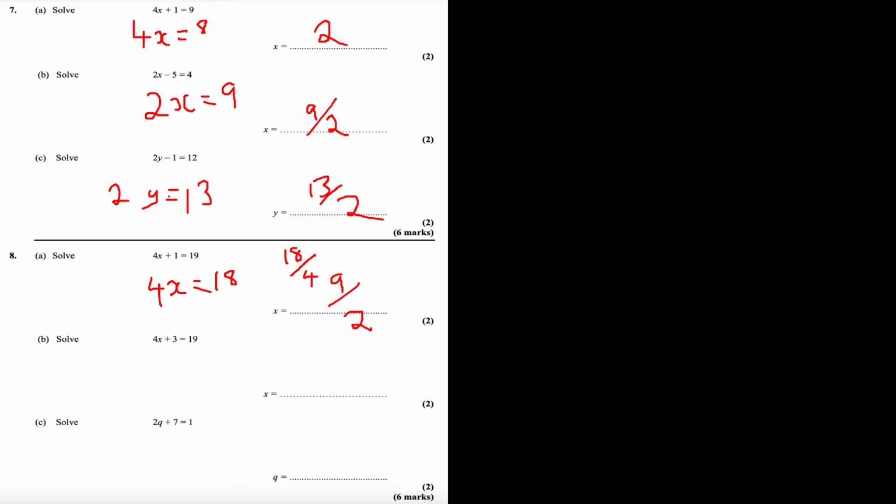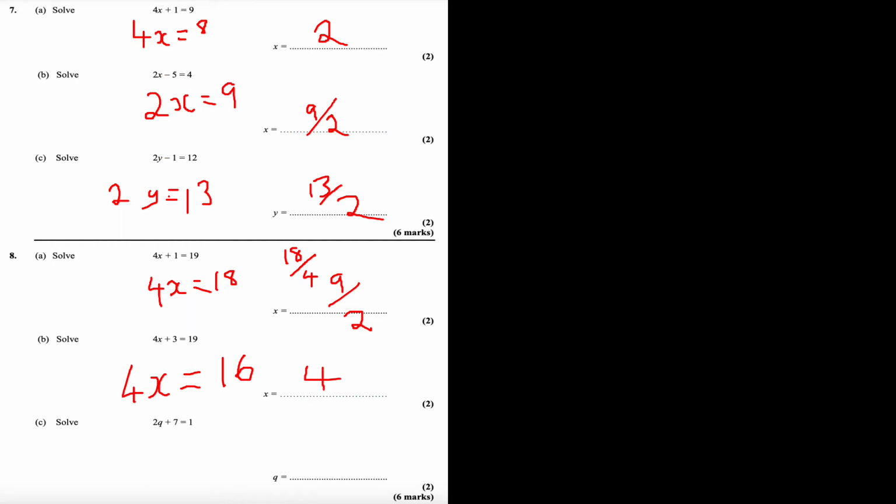Part B, solve 4x plus 3 is equal to 19. Subtract 3 on both sides. 4x is equal to 16. 19 take away 3 is 16. Dividing both sides by 4, I get that x is equal to 4.